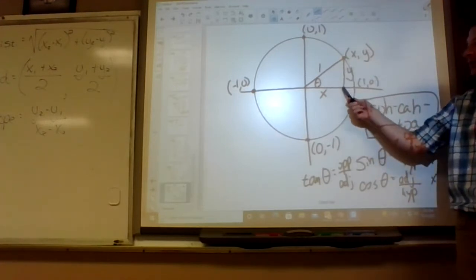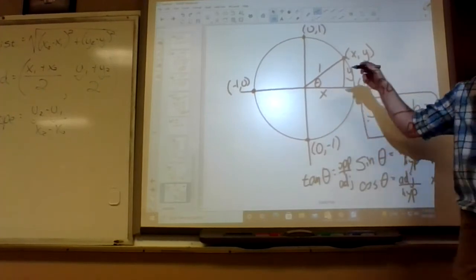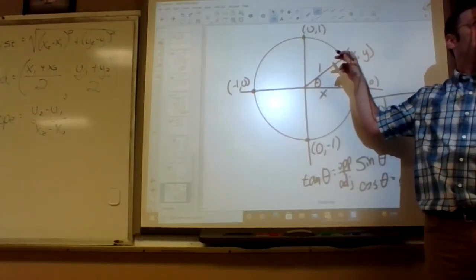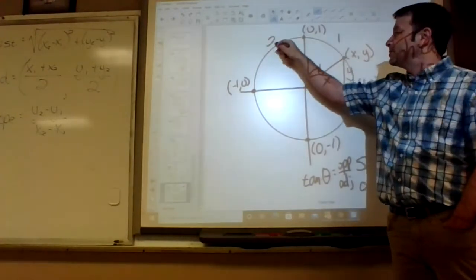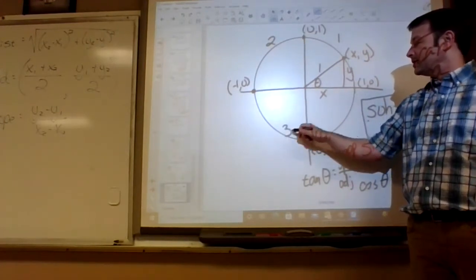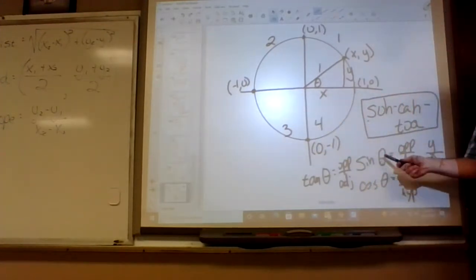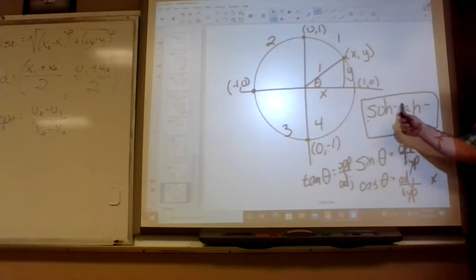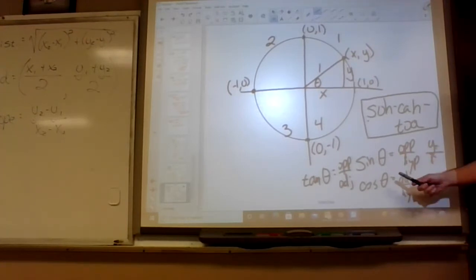Which quadrants are y's positive in? Top 2, quadrants 1 and 2. Which quadrants are the y values negative in? 3 and 4, down here where the y's are negative. So the sine function, because the radius is always positive, if the y is positive, the sine function is going to be positive. If the y is negative, the sine function is going to be negative.